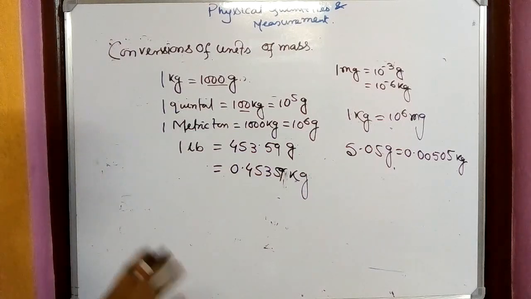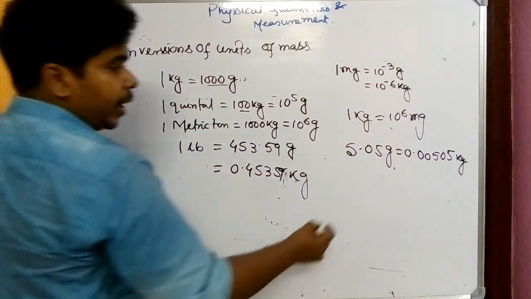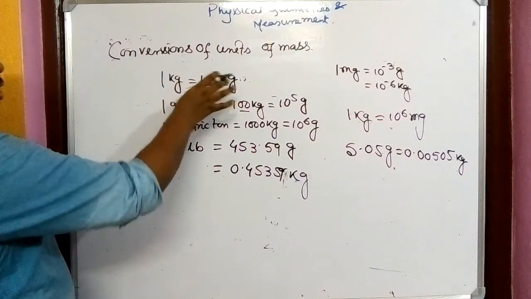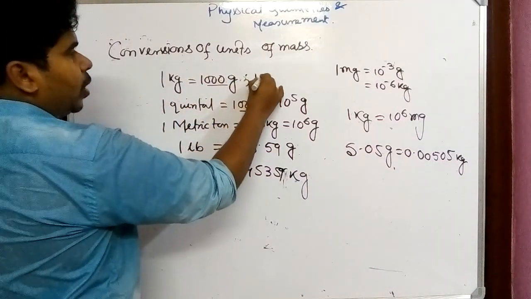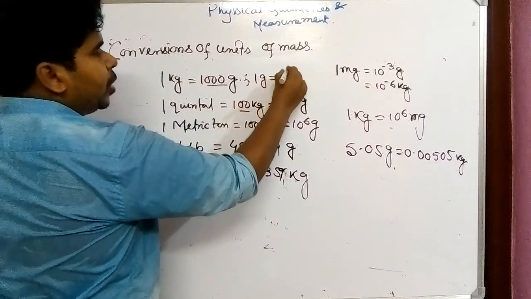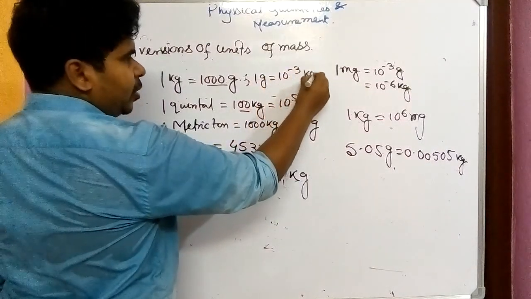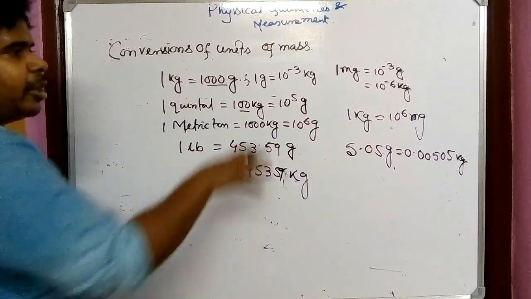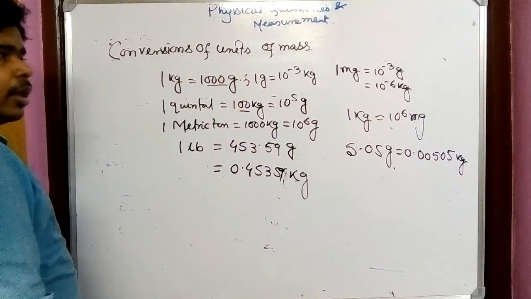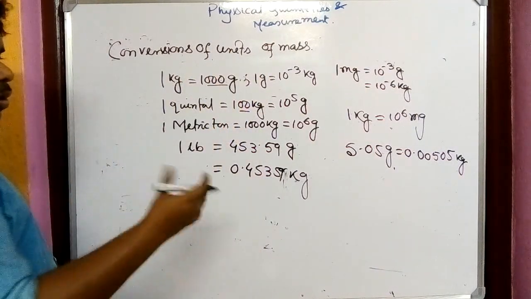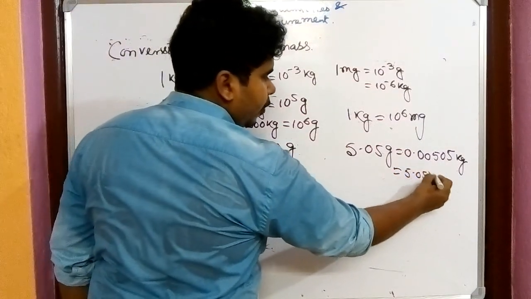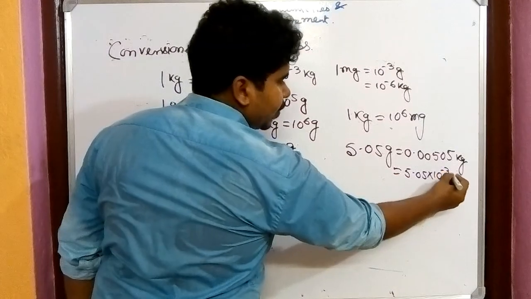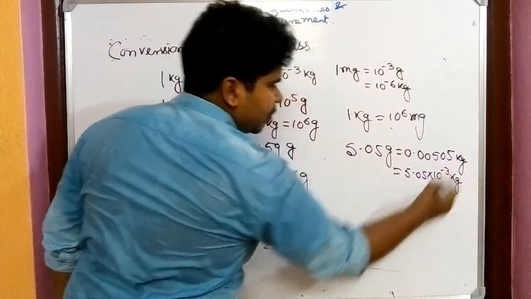Or apart from division, we can write it in another method also. That is 1 kg equals 1000 gram, so we can write that 1 gram equals 10 to the power minus 3 kg. 1 by 1000 can be written as 10 to the power minus 3, in the form of power. So here also 5.05 gram equals 5.05 into 10 to the power minus 3 kg.